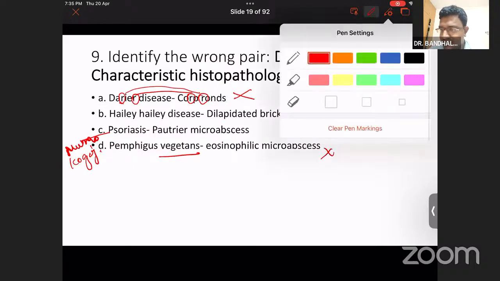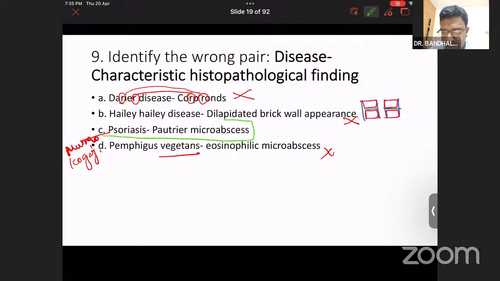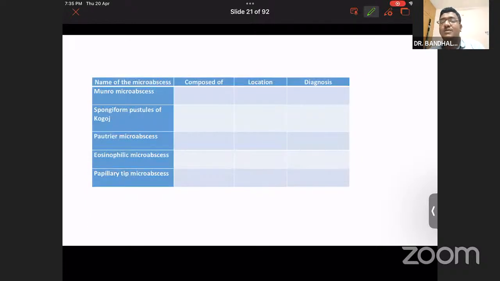So the answer here is this one. Wrong pair is psoriasis, Pautrier microabscess. Now we will come to microabscess in dermatology. There are 5 microabscesses you have to remember: Munro, Kogoj, Pautrier, eosinophilic, and papillary.